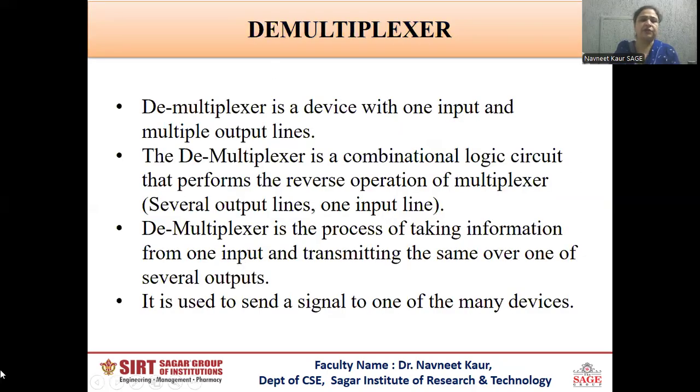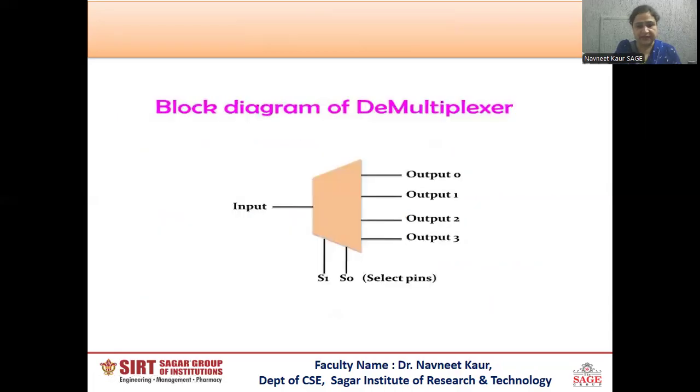Now, coming to the demultiplexer, the demultiplexer is the reverse of the multiplexer. It is a device with one input and multiple output lines. It is again a combinational logic circuit. Demultiplexing is the process of taking information from one input and transmitting this information over one of several outputs. It is used to send a signal to one of the many devices.